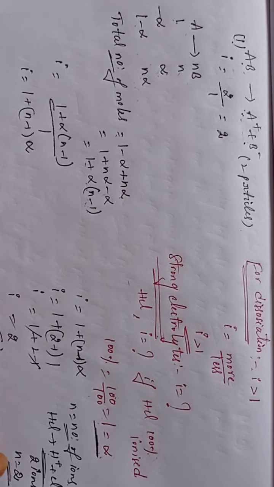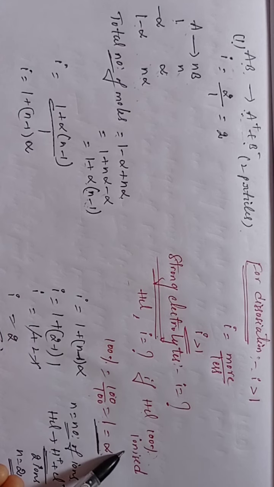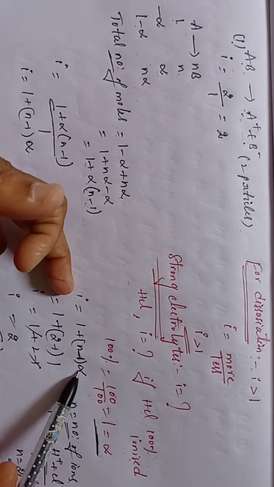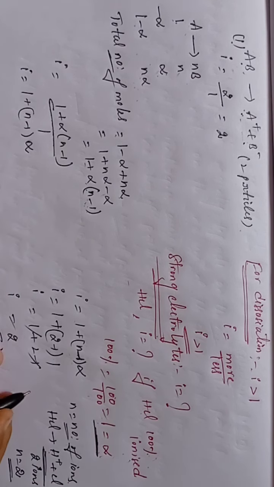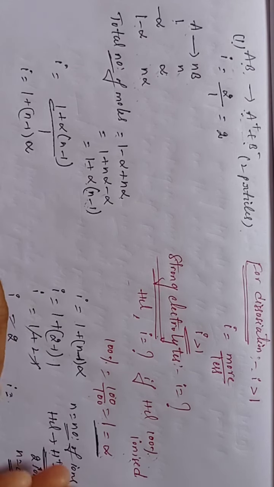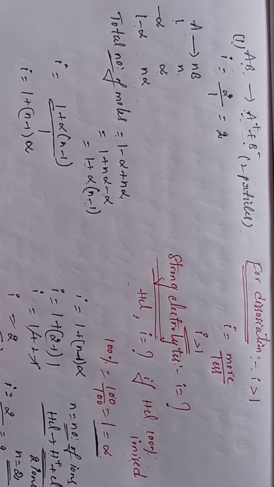Actually, what is the formula, students? i is equal to the total number of particles after dissociation divided by the total number of particles before dissociation. So we can also use this formula directly. But here, how much is ionized is given, so we calculate using i is equal to 1 plus n minus 1 into alpha. After dissociation, how many particles? 2 particles. Before dissociation, how many particles? 1. Then i is also 2. We got 2. Did you understand this problem?